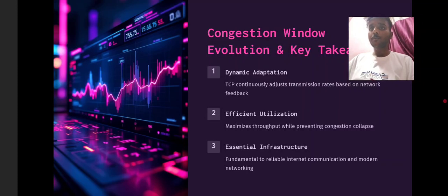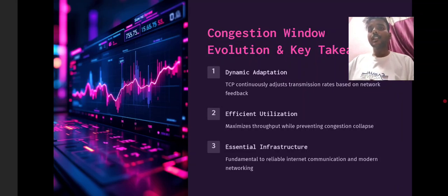So, why is this topic important to us as students and future engineers? Understanding congestion control helps us design better network systems and applications. For example, if we are developing applications that use the internet, knowing how TCP behaves can help us optimize performance. It is also important in fields like cloud computing, data centers, and distributed systems, where efficient transfer is critical.